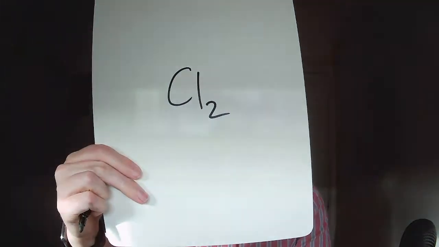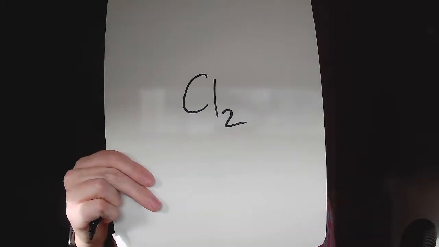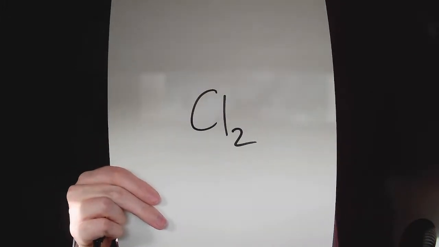Whenever we're writing it, anything in group 7 must have that little 2 to the bottom right. People mess that up all the time, and therefore balancing of equations is always wrong because they've got the formulas wrong, and therefore the balancing is always going to be wrong. Don't forget group 7 diatomic.